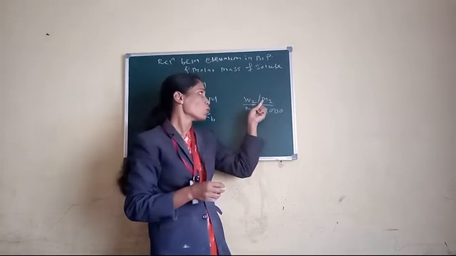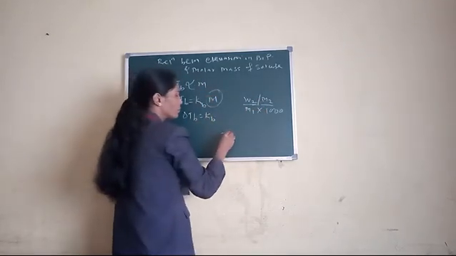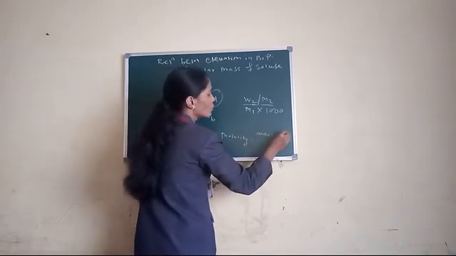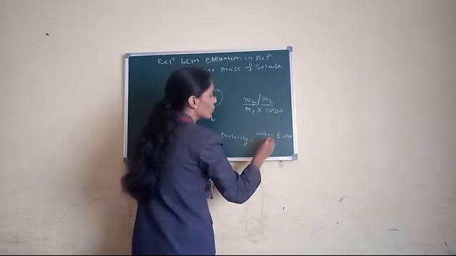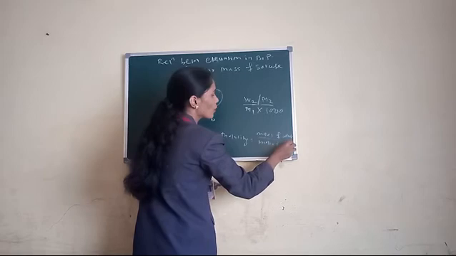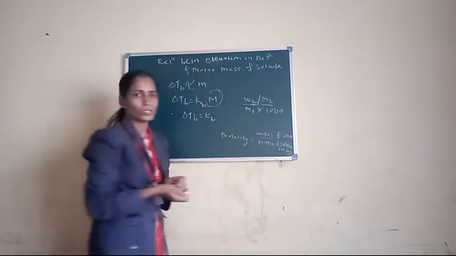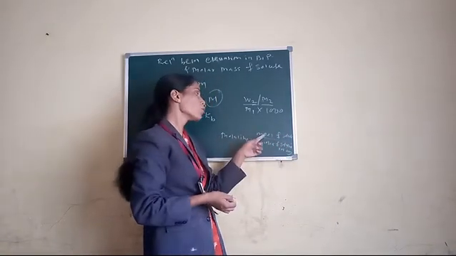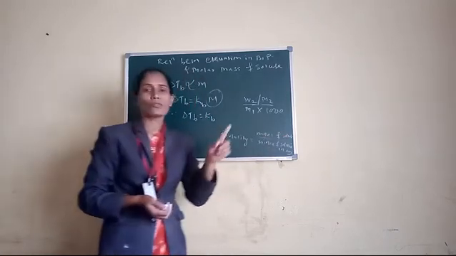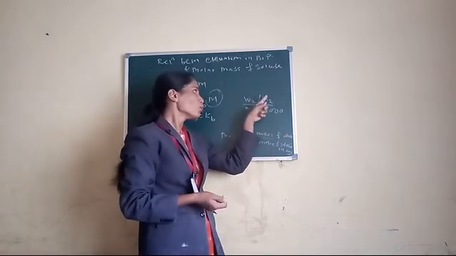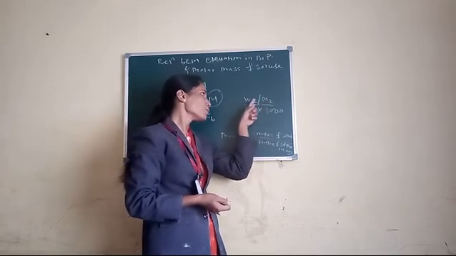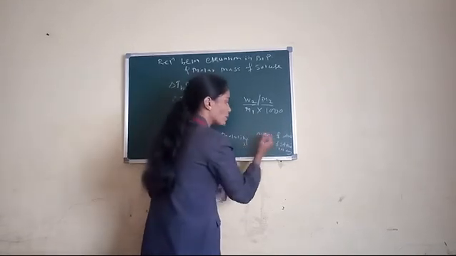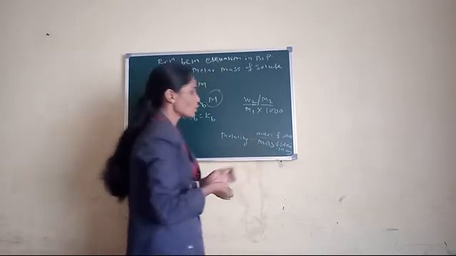W2 upon M2 means moles, that is molality. Molality is equal to moles of solute upon mass of solvent in kg. Moles of solute can be calculated by the formula mass upon molar mass of solute, that is W2 upon M2, and mass of solvent in kg.